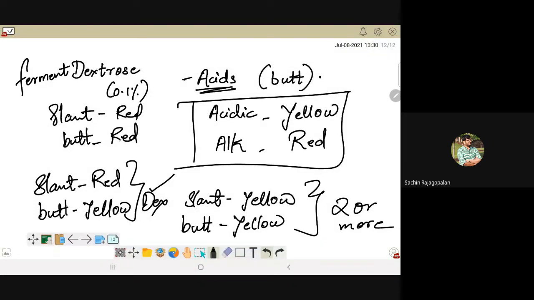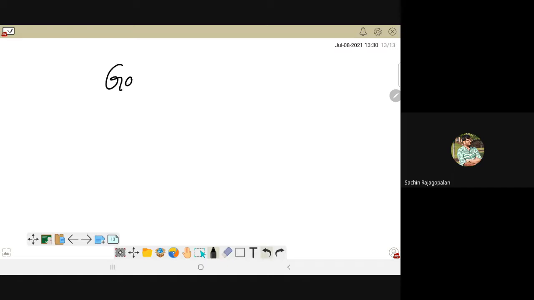And if you see both the slant and butt yellow in color, it's an indication that it can utilize two or more sugars. So a lot of acidity is produced, and in 24 hours, it will obviously not be able to exhaust all three of the sugars. So if you incubate this tube for longer than that, then maybe after all three sugars are exhausted, it will move towards peptone. Now, along with this, you may witness gas production.